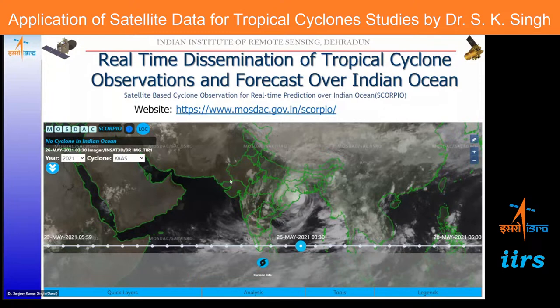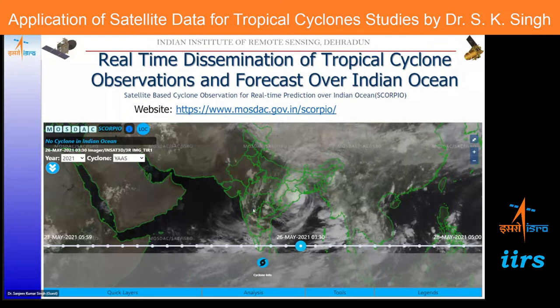So this is the last slide of this lecture. Whatever we have discussed about the tropical cyclone, like size and center estimation using the satellite observation, you can find out on a website called SCORPIO. That is the Satellite-based Cyclone Observation for Real-time Prediction over Indian Ocean. So all the forecast archive is also available.